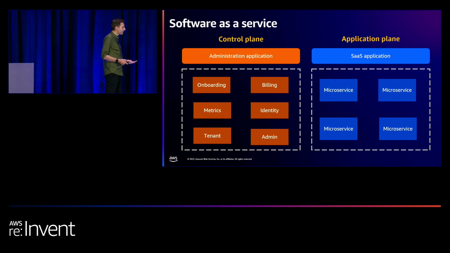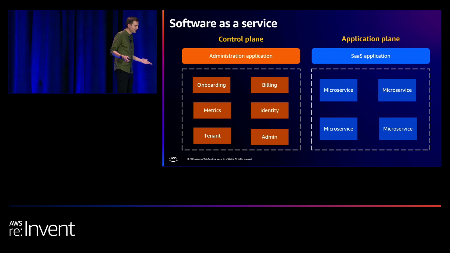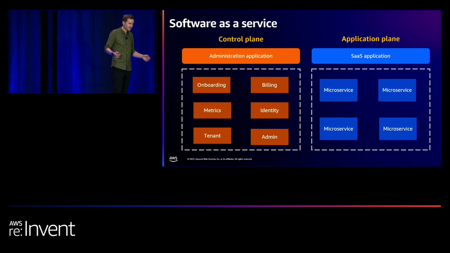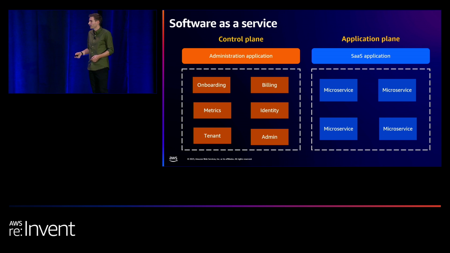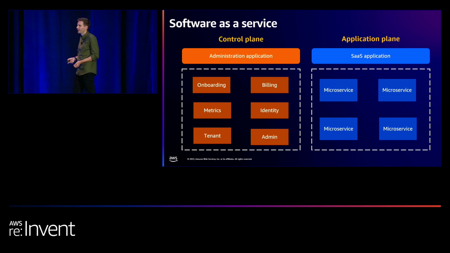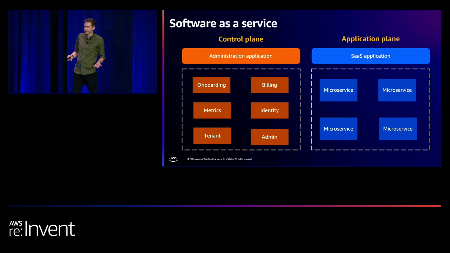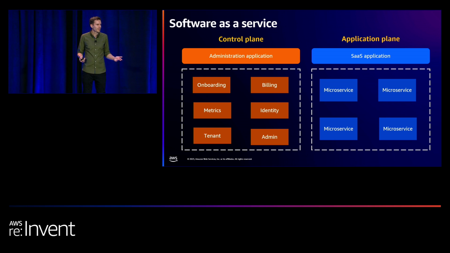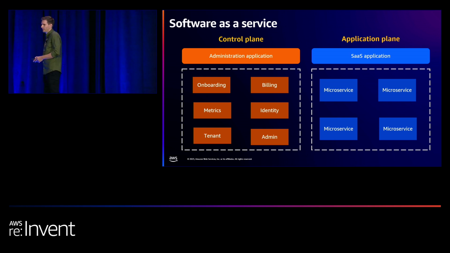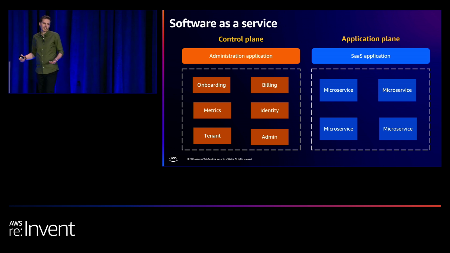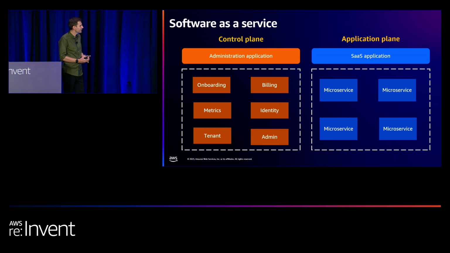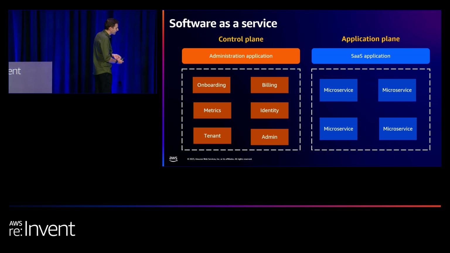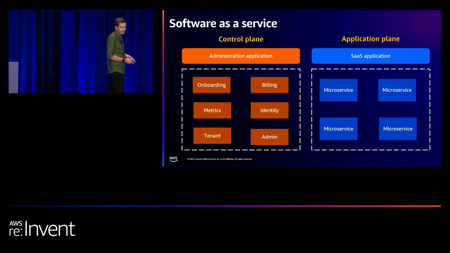So when we talk about software as a service at AWS, if you've been to any other talks on SaaS, or you've seen some of the conversations from the SaaS factory team that we have at AWS, you may have heard them talk about the importance of a control plane. And the control plane is essentially a set of shared services which sits around the outside of the core application, providing those administration type services. So thinking about things like onboarding tenants, managing metrics, doing the identity, and all of the monitoring, etc.